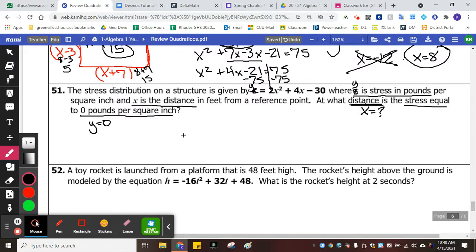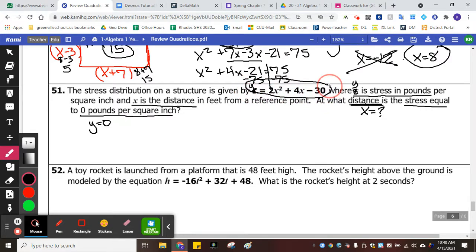So I think the hardest part of this question is, what is it asking? X is the distance in feet. What distance means we're finding X. Y is the stress in pounds per square inch. It gives us the stress equation in pounds per square inch. And then we can just graph our equation.